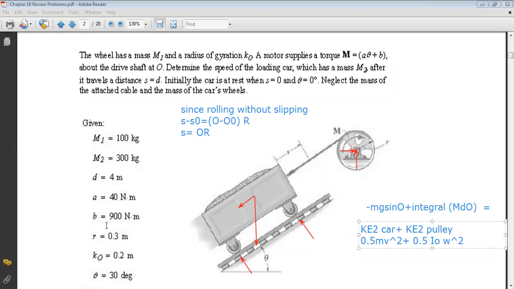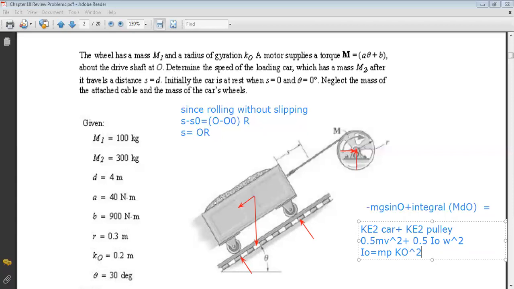If they don't give you the radius of gyration, you can assume that the pulley is a uniform disk, and then the inertia is half m r squared. But when they give you the radius of gyration, you should use what they gave you. As you can see here, the pulley is not uniform. You have holes in the pulley, which is why they gave us the radius of gyration. Or it can be, for example, a non-uniform pulley, so I might have a value of inertia different than half m r squared. So I-O is equal to K-O squared times the mass of the pulley.